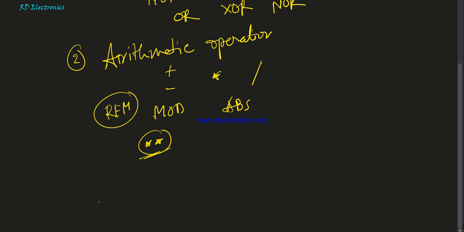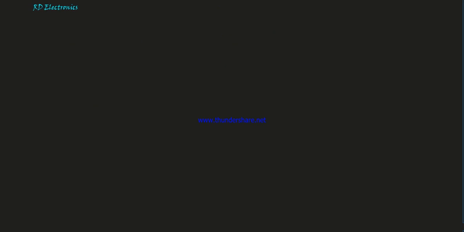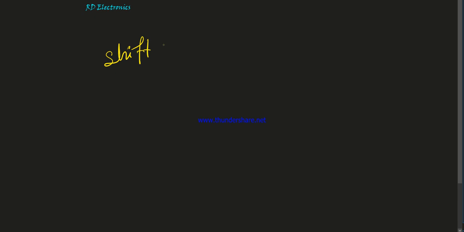Number 3 is the comparison operator. This is equal to, this is not equal to, this is less than, this is greater than, this is less than or equal to, this is greater than or equal to. Now we talk about the shift operators which are used in VHDL, and these operators are basically used for counter or register designing purposes.